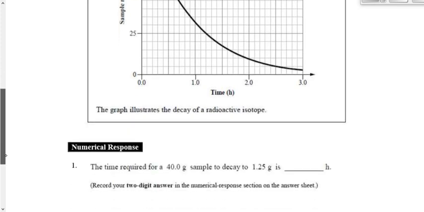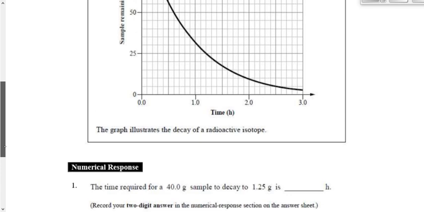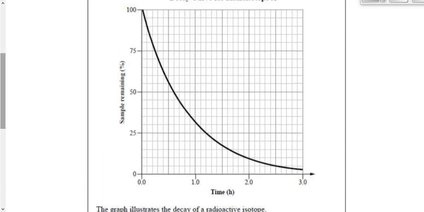What are we trying to find here? The time required for a 40 gram sample to decay to 1.25 grams. 40 grams to 1.25 grams. There's a couple ways you can tackle this. We could find the half-life by going over and down.